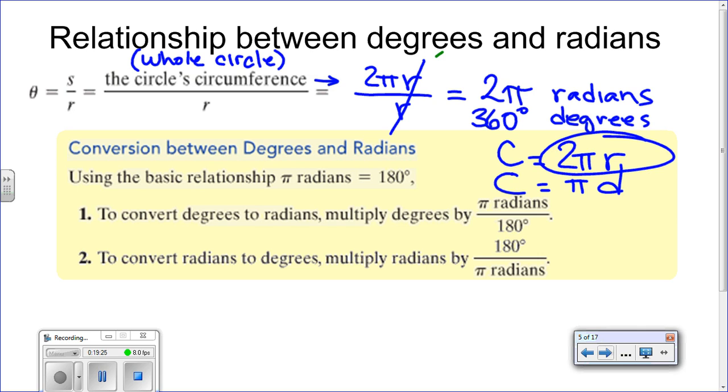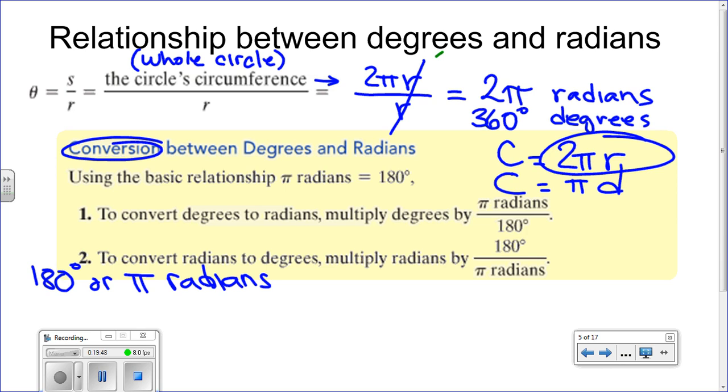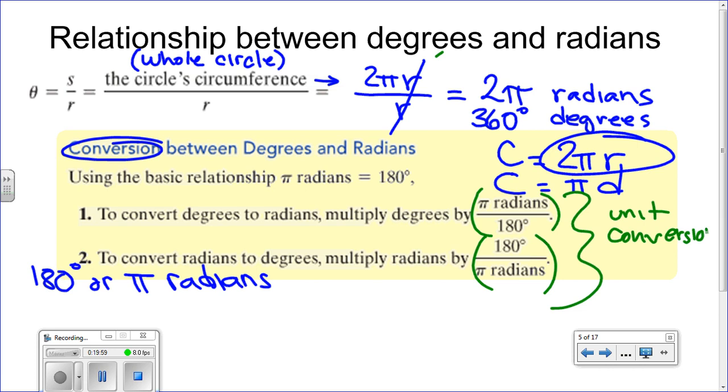Okay, so anyways, we already know that the whole circle is 2 pi. So what will be half of a circle? You know half of a circle is 180 degrees, right? Or pi radians, very good. So if those two are equivalent, we can use the unit conversion factors. Here and here. Unit conversion factor. Yeah, are we okay with that?